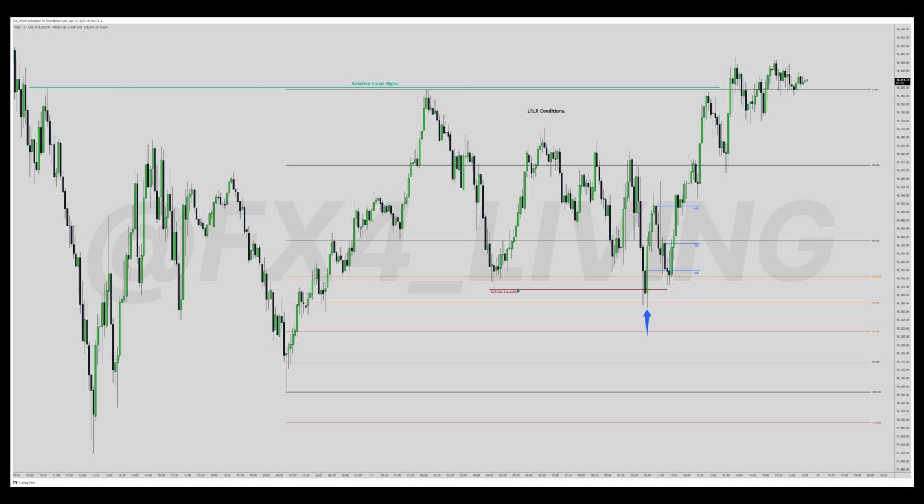So that is the sell side liquidity right here, right? And that sell side liquidity was aligned with an OTE from that swing high to this swing low that I was talking about on the 15-minute time frame. You clearly see there's some sort of engineering of liquidity going on in the upper quadrant of that swing high and swing low right here.